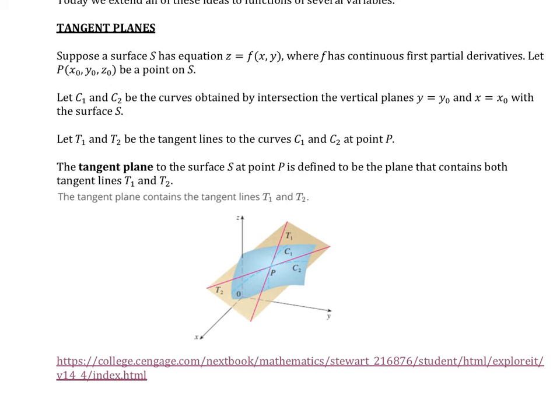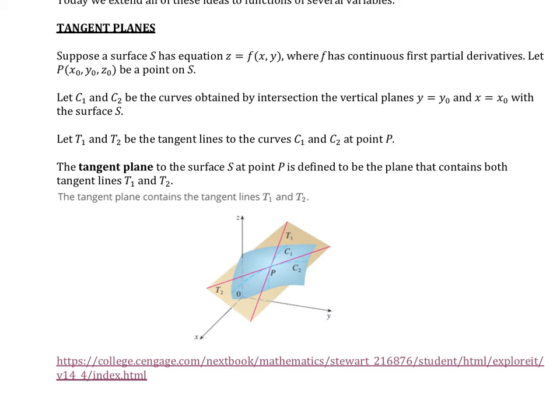Then we let C1 and C2 be curves obtained by the intersection of the vertical planes, x and y, with the surface S, and we let T1 and T2 be the tangent lines to the curves C1 and C2 at the point P. The tangent plane to the surface S at point P is defined to be the plane that contains the tangent lines T1 and T2.